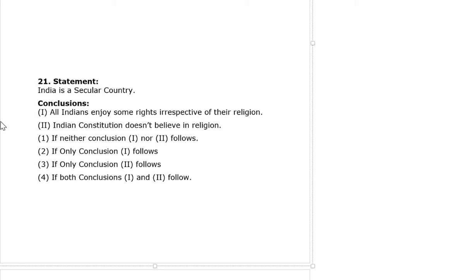India is a secular country. Secular country, what does it mean? All Indians enjoy the same rights irrespective of their religion. Okay, that is correct. Next, the Indian Constitution does not believe in religion. That is not mentioned anywhere. Okay, it is not mentioned.